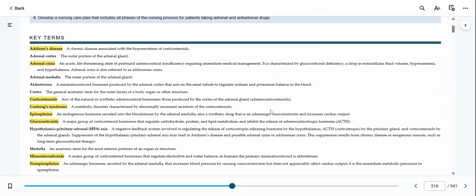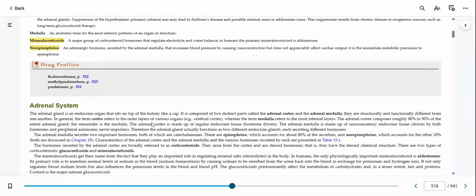There are several terms here that you need to understand because of how they use them within this chapter. I'm pretty sure you can read through these, but I've highlighted the ones for you to understand. Note that there are 3 different corticoids: corticosteroids, glucocorticoids, and mineralocorticoids. So review those 3. Know your catecholamines of epinephrine and norepinephrine. And then I think just Addison's disease, adrenal crisis, and Cushing's syndrome are the things that we'll see within this chapter.